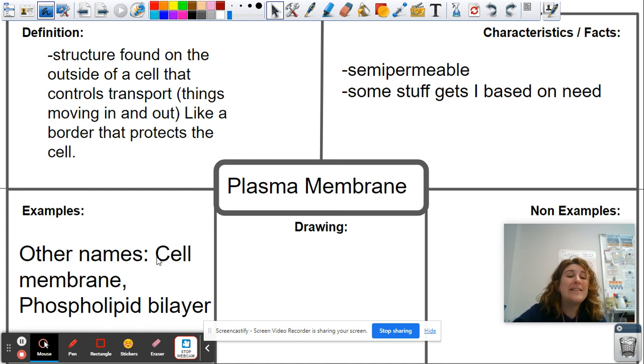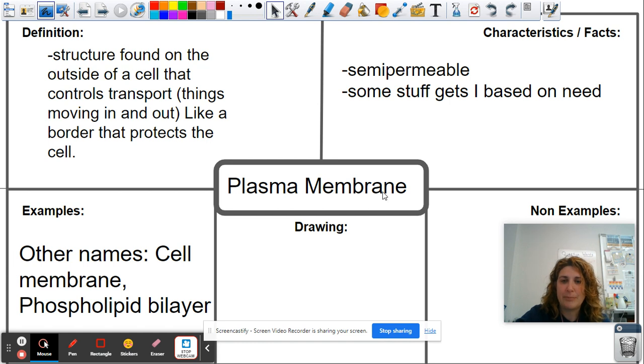Other names for it, we typically call it the cell membrane because we do, right? It's the cell membrane, but plasma membrane is like the more official sciencey name for it. It's also called the phospholipid bilayer. So many words, so many syllables, but that really tells you a lot about its structure. We have our own Frayer card for phospholipid bilayer to break that up.